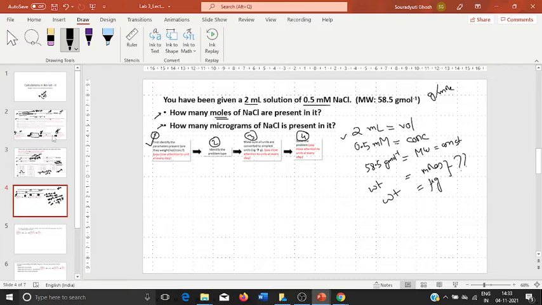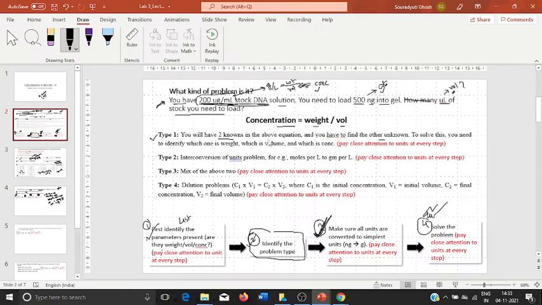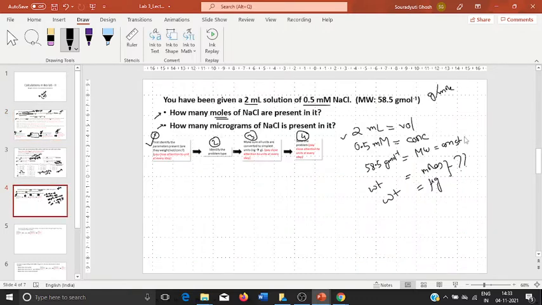Now what kind of problem is it? There are four types of problems. The first is two known and one unknown. You don't have to consider the molecular weight, that is a constant anyway. Otherwise, volume is known, concentration is known, and weight is unknown. So this is a type 1 problem, that is, a two known, one unknown type of problem. Now we are going to take steps 3 and 4 to solve this.